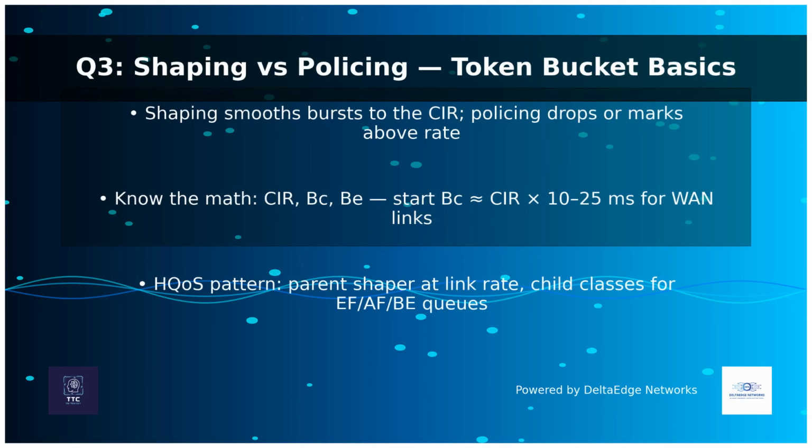Question 3. Shaping versus policing. One of the most common pitfalls: mixing up shaping and policing. Shaping smooths traffic bursts down to the CIR, buffering excess. Policing drops or remarks packets above the configured rate. Interviewers may ask about the math: CIR, Bc, Be. A good starting point is Bc = CIR x 10 to 25 milliseconds. And don't forget hierarchical QoS, where the parent shaper runs at link rate and child policies handle the classes.